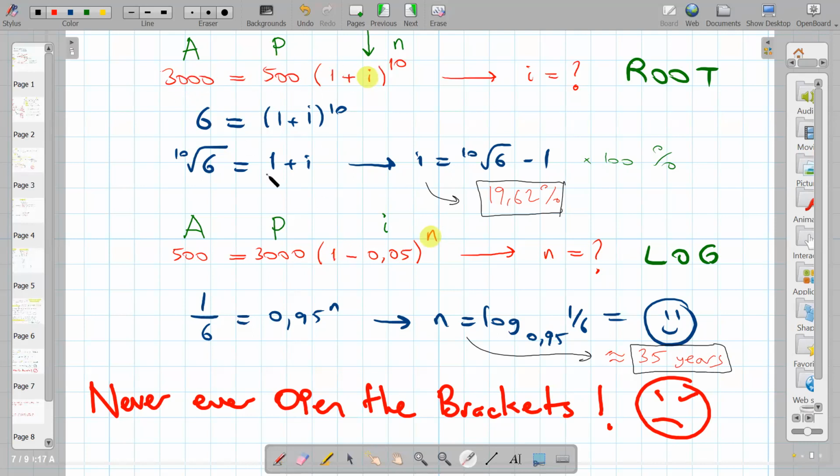So you got 6 here. And in the second one you must definitely multiply both sides by 3000. So you must get 1/6. See, never ever open the brackets.